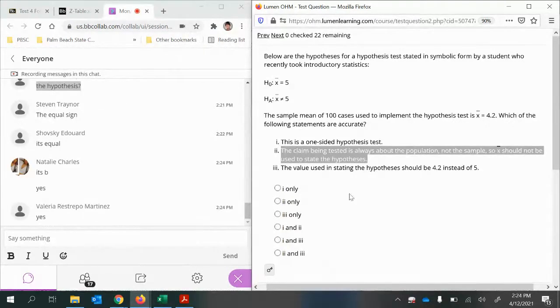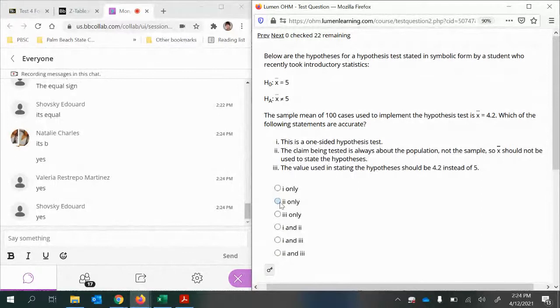Natalie says that she thinks B is the only accurate statement here. So we have a guess there so far. So Shavsky says yes, Valeria says yes, and I agree with you guys. So what does this symbol here mean? What does the X bar stand for? Somebody just tell me what X bar represents.